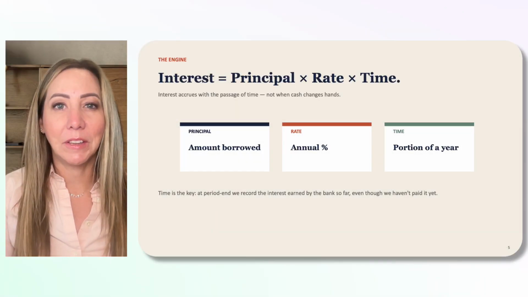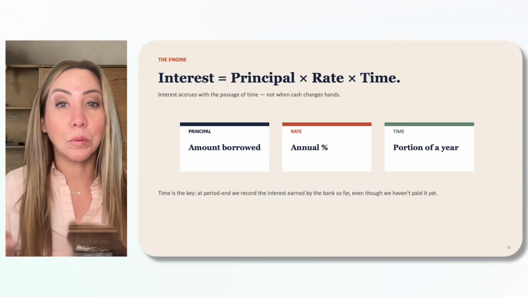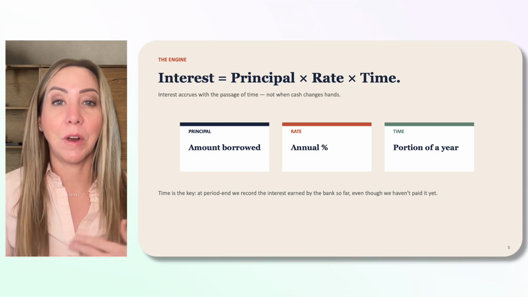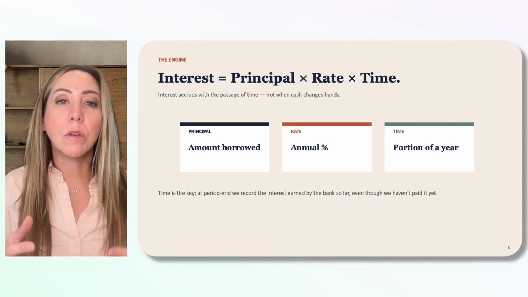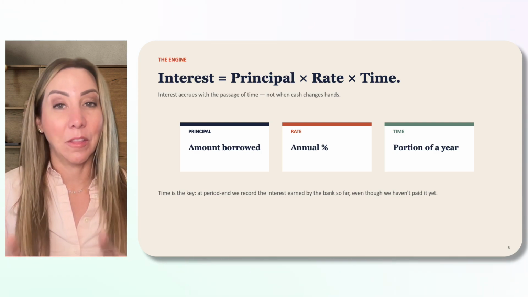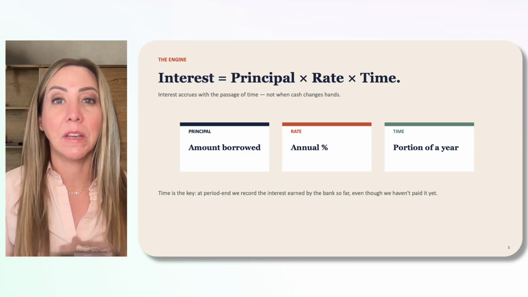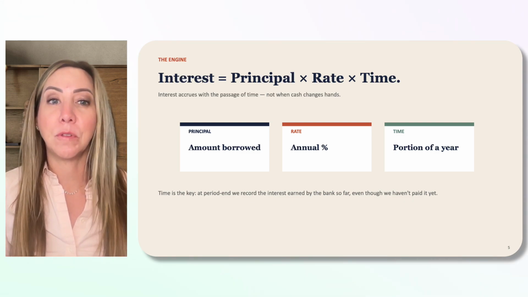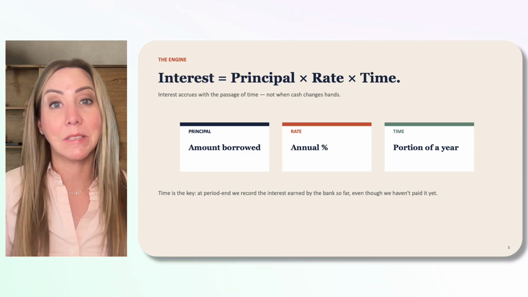The formula to calculate interest is simple. Interest equals principal times rate times time. We use the word principal to describe the amount that was borrowed. This is also the amount that we have to pay back. The rate is the annual interest rate. Unless otherwise specified, you can always assume that the interest rate is an annual rate, so for 12 months. Finally, time is the fraction of a year that the loan has been outstanding.